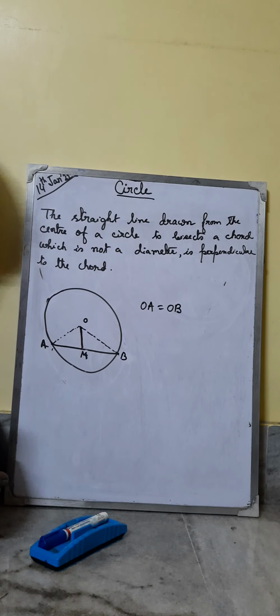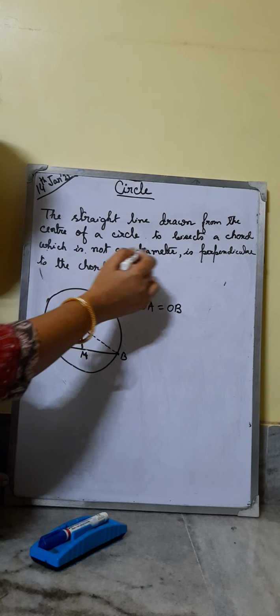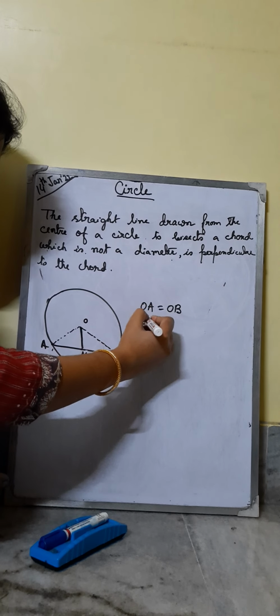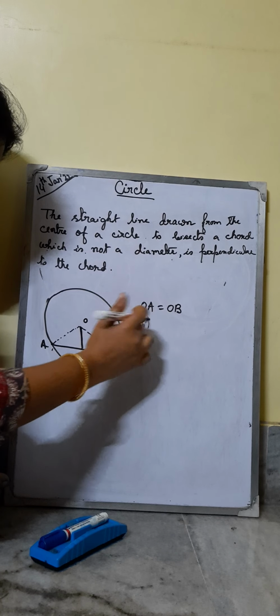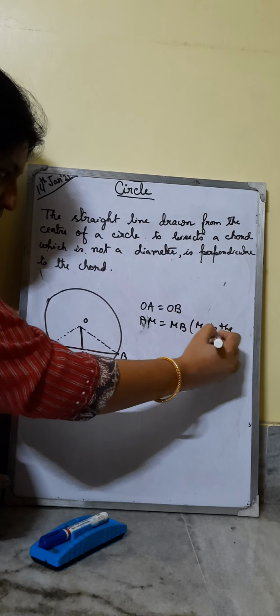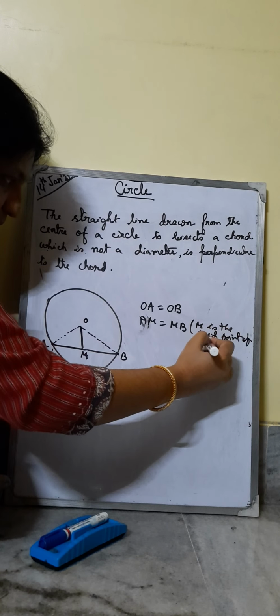It said that M is the midpoint. The straight line drawn from the center of a circle to bisect a chord which is not a diameter is perpendicular to the chord. So OM, M is the midpoint. So AM is equal to MB, because M is the midpoint of AB. Both are ready.